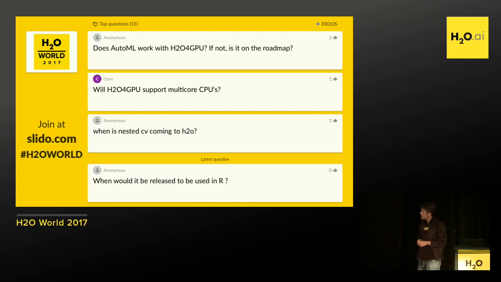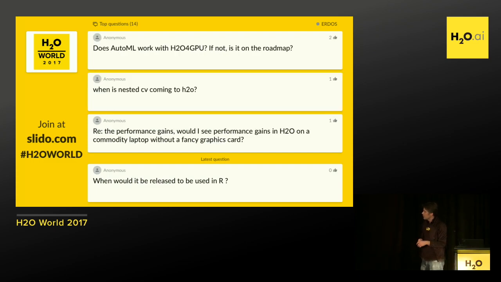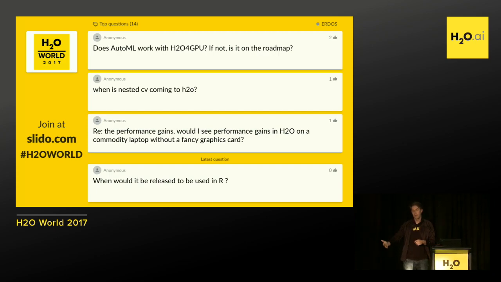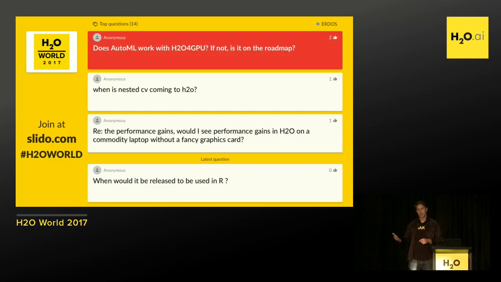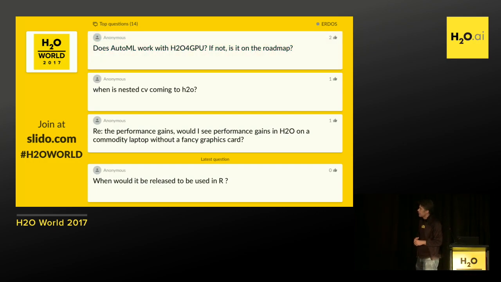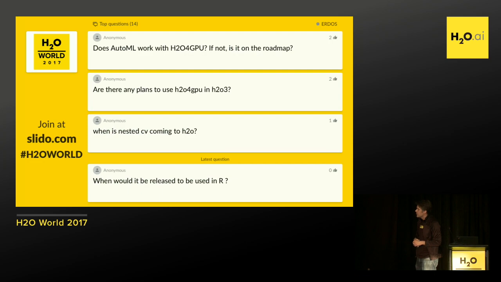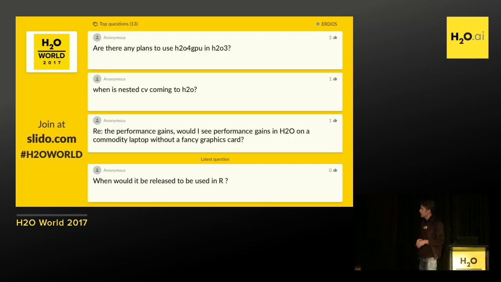Let's see. Does AutoML work with H2O4GPU? It's on the roadmap. It is on the roadmap in the sense that some of the back-end stuff that AutoML uses should use, say, the XGBoost GPU, which is part of H2O4GPU, and it's not currently. So yes. Let's see. Are there any plans to put H2O4GPU in H2O3?